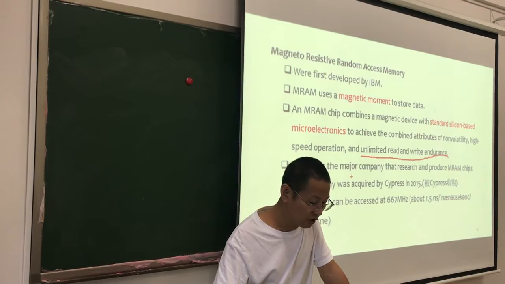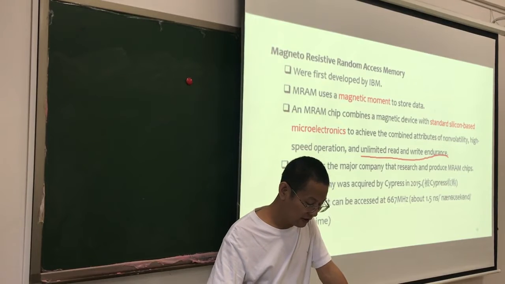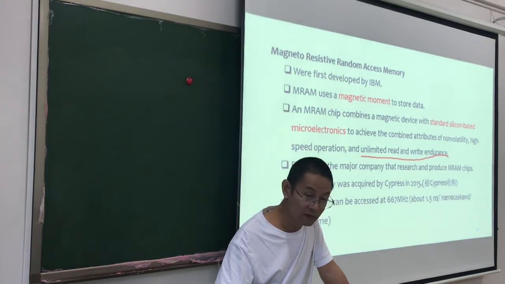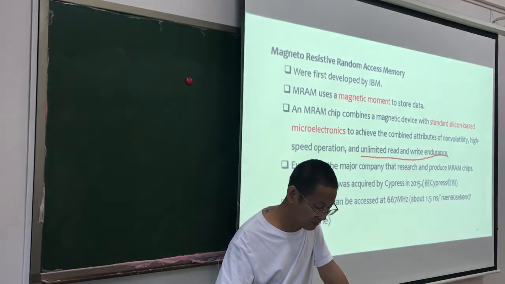IBM is a major company that researches and produces MRAM chips. This company was acquired by Cypress in 2015. The product can be accessed at 667 million Hz, about 1.5 nanosecond access time.